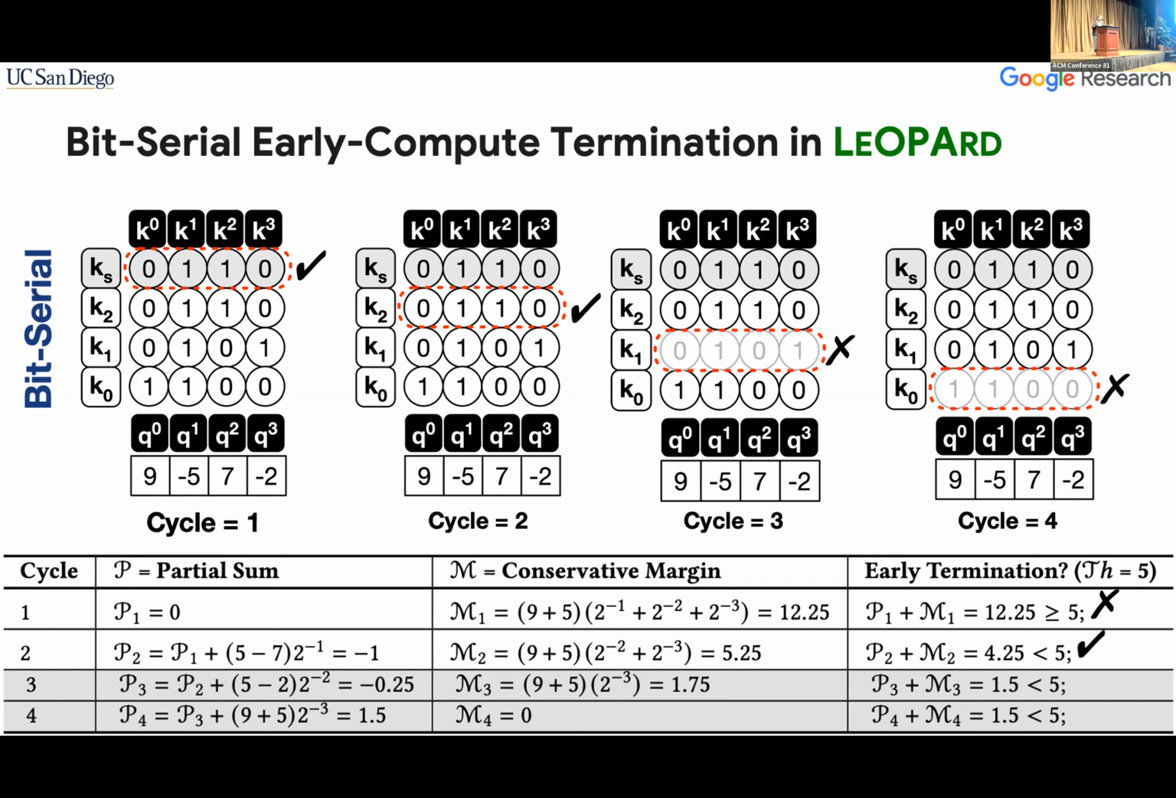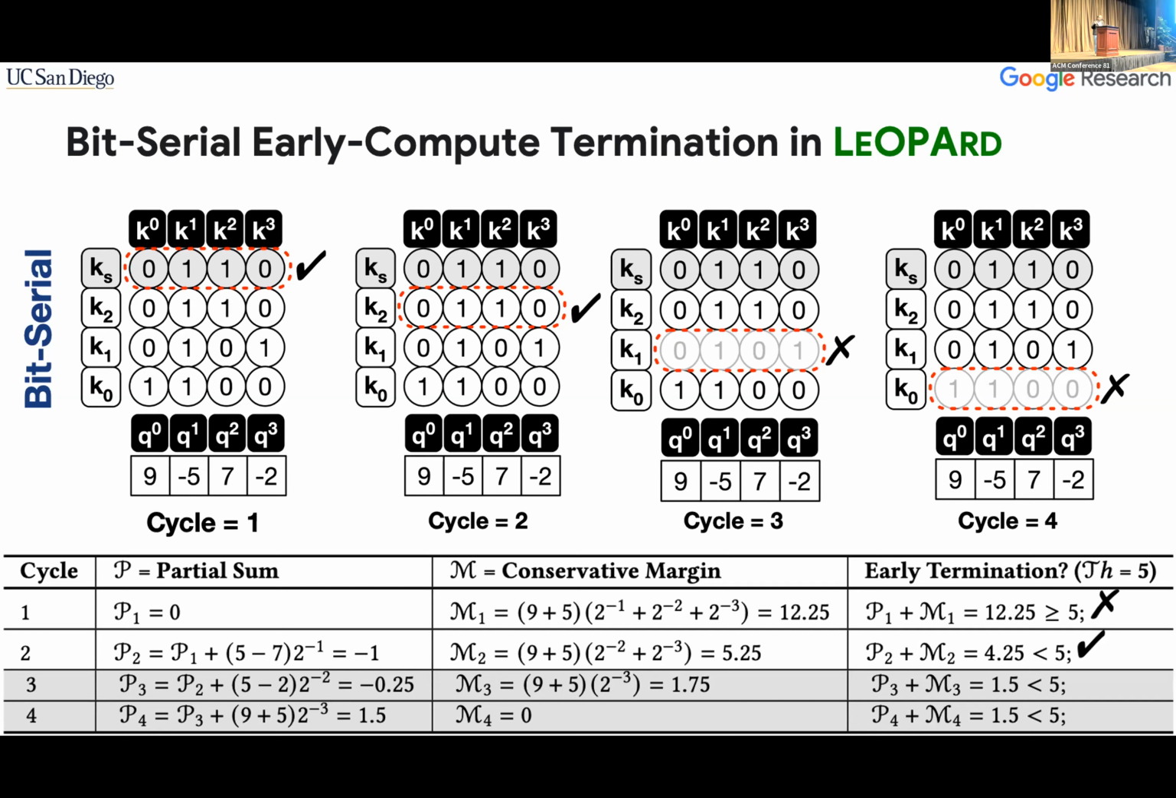Here I'm showing the flow for a query and key dot product computation, each with four elements. The K elements, the key values, are placed in bit-serial format vertically from most significant to least significant, whereas the Q values on the bottom are stored in full precision fixed-point format. In this example, we set the threshold value to be 5. Let's also define some contracts to keep it simple. We assume that the computation is performed in sign-magnitude form, where KS represents the sign bit for each element of the key vector, and the absolute values of K elements are less than 1, just for simplicity. With these contracts in place, let's go over the computation cycle by cycle.